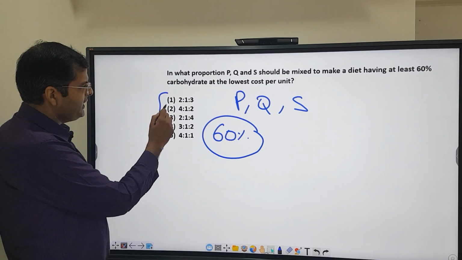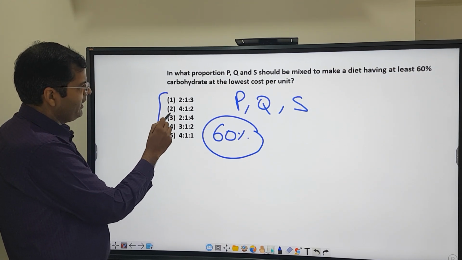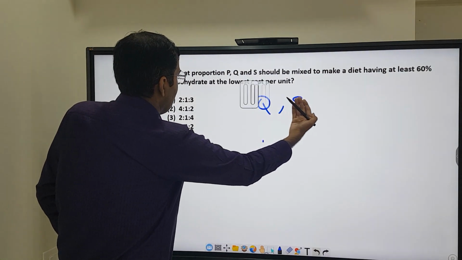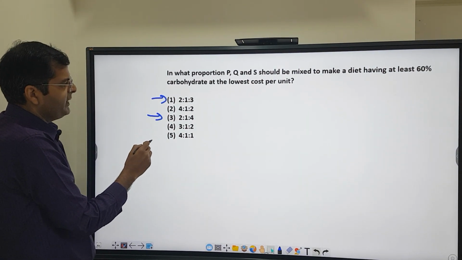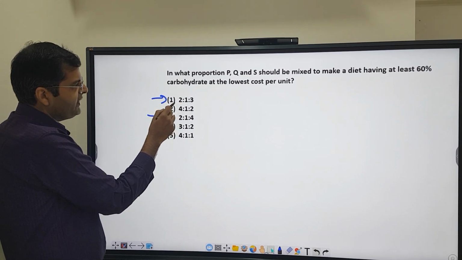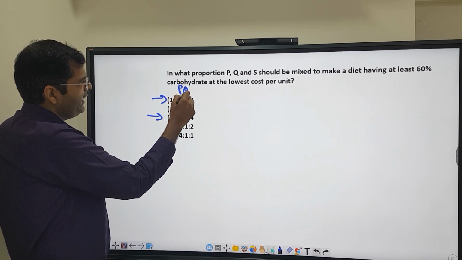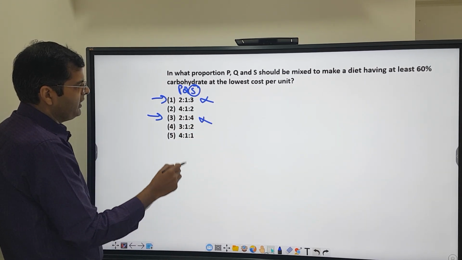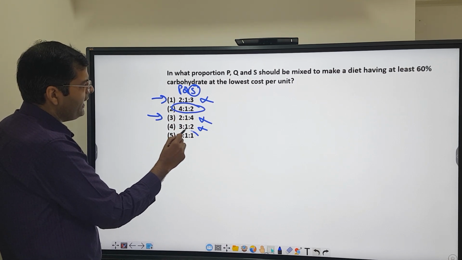So if you look at it in the ratio in terms of percentage options, this is 2:1:3, this is 2:1:4. So P is 2, Q is 1, R is 3 in the first option, and in this option 2:1:4. If you look at it over here, even though if you look at P, Q and S, here S has the highest, so this is ruled out. Here also S has the highest, so it is ruled out. Here also S has the highest, so it is ruled out. Now I have two options left, 4:1:2 and 4:1:1.